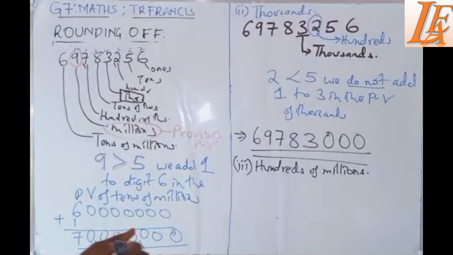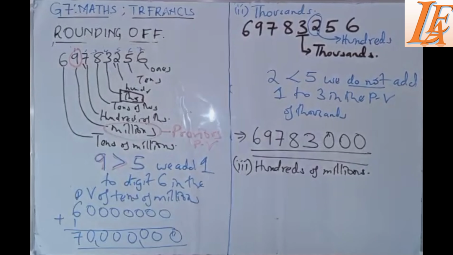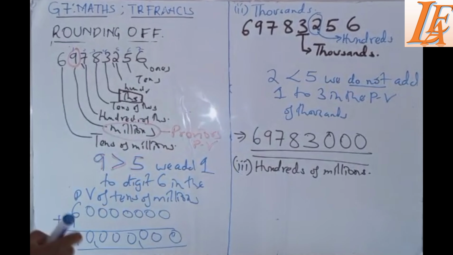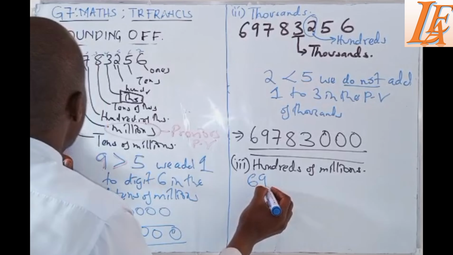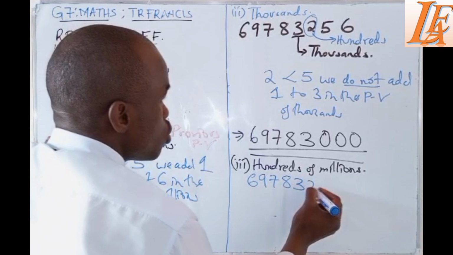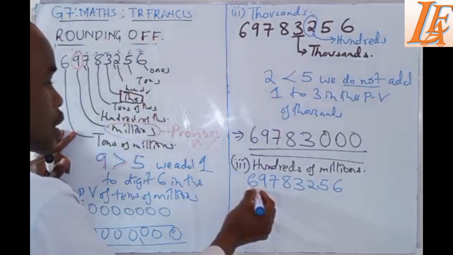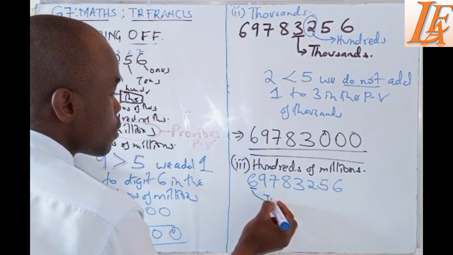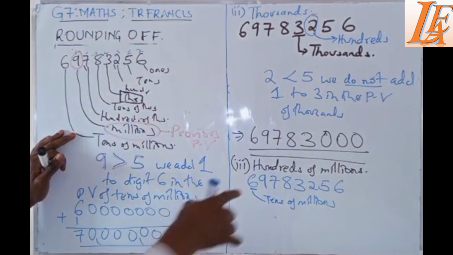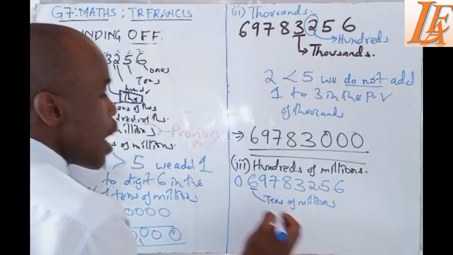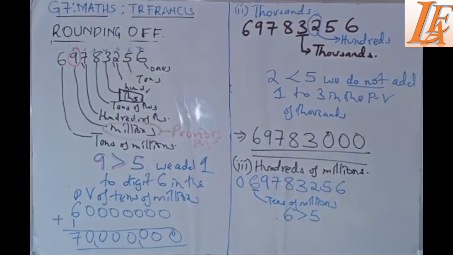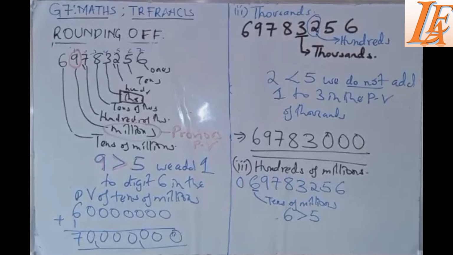So for hundreds of millions, the place value that precedes the hundreds of millions is tens of millions, and the digit there is 6. So the digits here are 6, 9, 7, 8, 3, 2, 5, 6. This 6 is in the place value of tens of millions. But the number in the hundreds of millions is 0. And because 6 is greater than 5, we said if it is greater than 5, we add 1 to the digit in the place value to be rounded off.